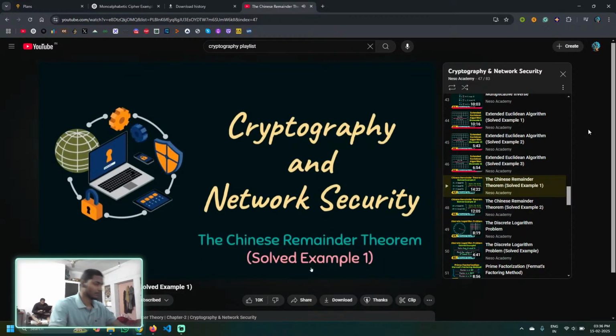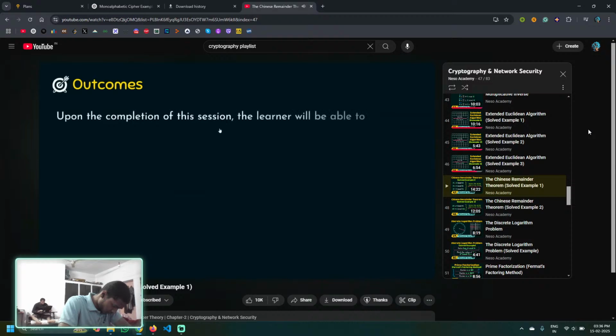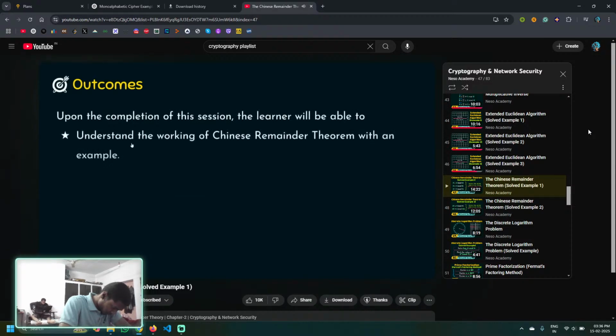Hello everyone, welcome back. In this presentation, we will focus on understanding the Chinese remainder theorem and we will also solve example number 1 in Chinese remainder theorem. As usual, let's start the session with the outcomes. Upon the completion of the session, the learner will be able to, outcome number 1, understand the working of Chinese remainder theorem with an example.